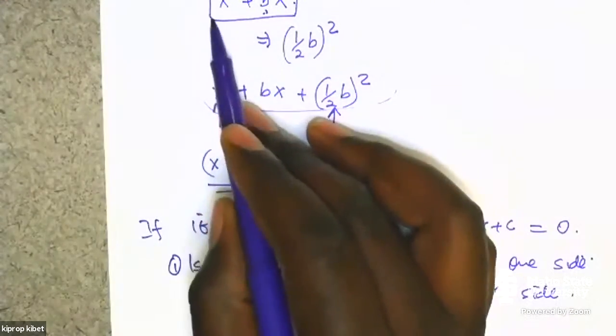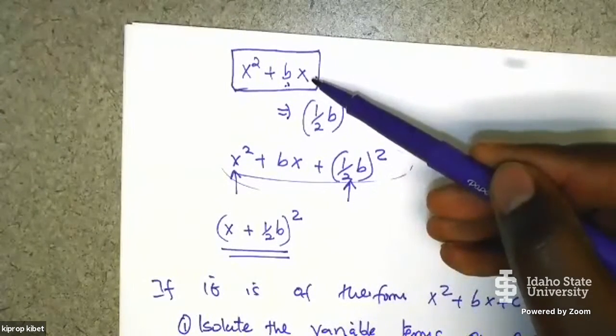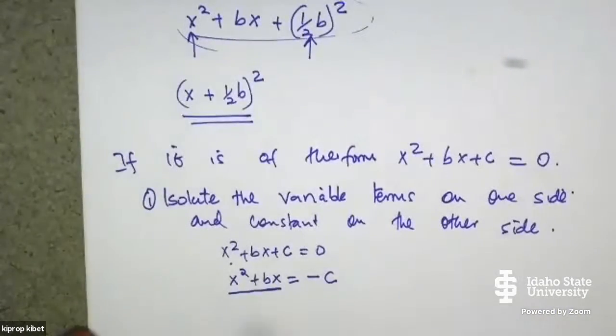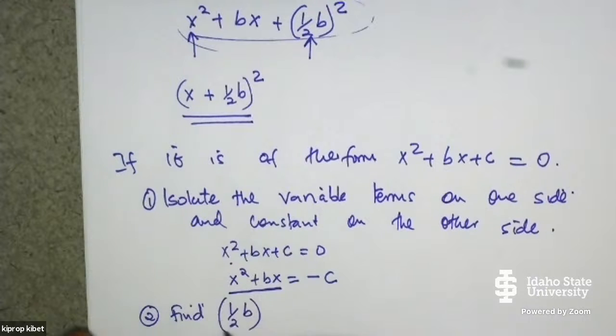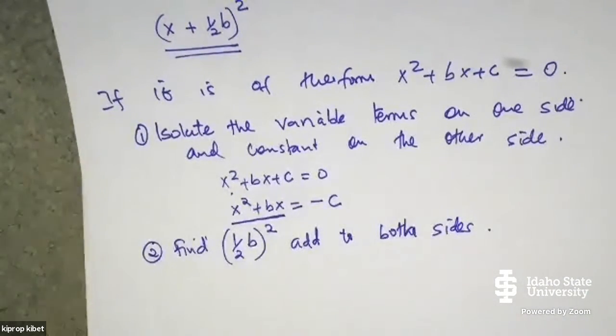After isolating that, it is now similar to this one here. So we follow the next steps. Number 2: find half b and then you square, and then you add to both sides.